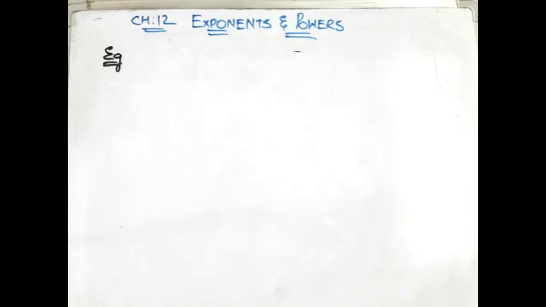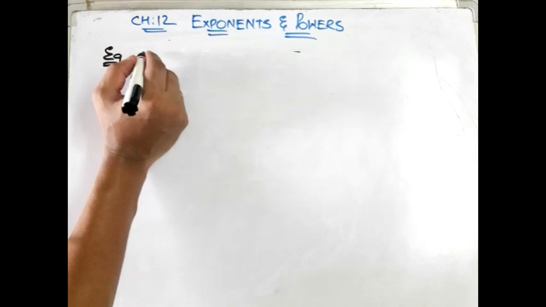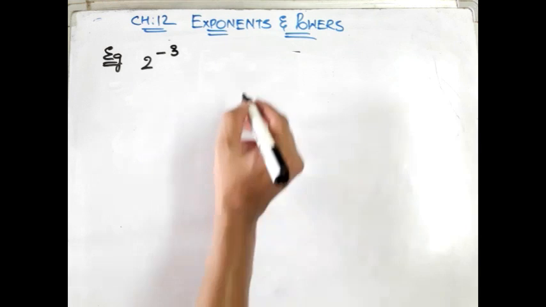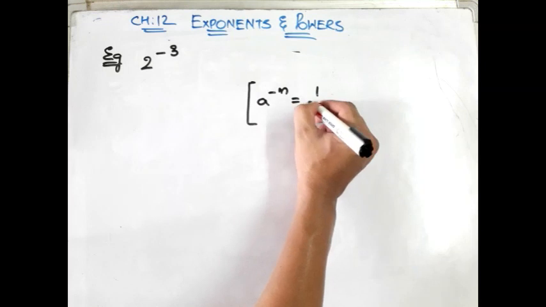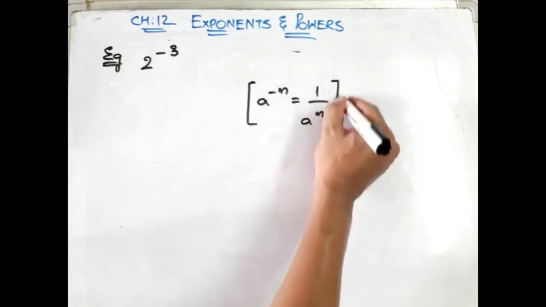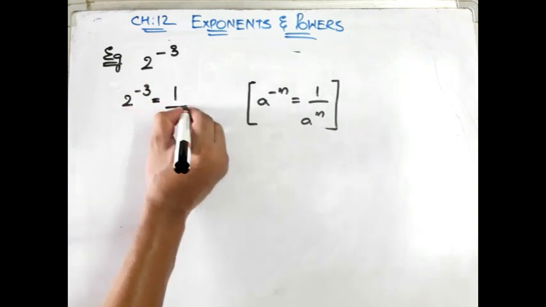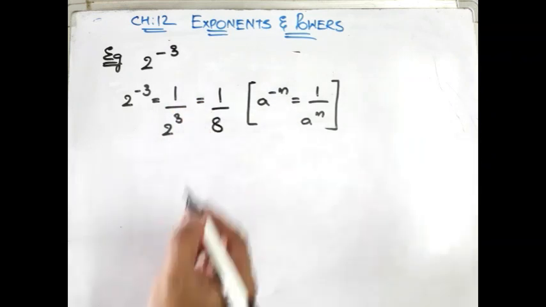So now chapter 12, exponents and powers, being the chapter which you have been following since your previous classes, let us take a quick recap on the concepts to be dealt with by taking some examples. For example, find the value of 2 power minus 3. Using the identity a power minus m is equal to 1 by a power m, we can write 2 power minus 3 as 1 by 2 power 3, and 2 power 3 is equal to 8.